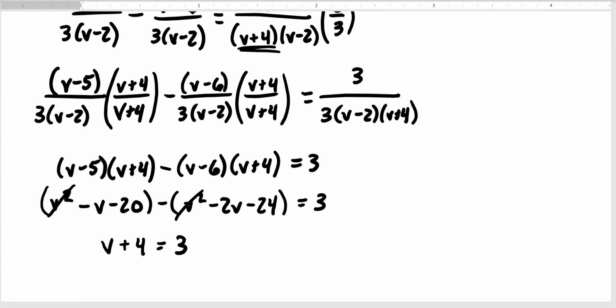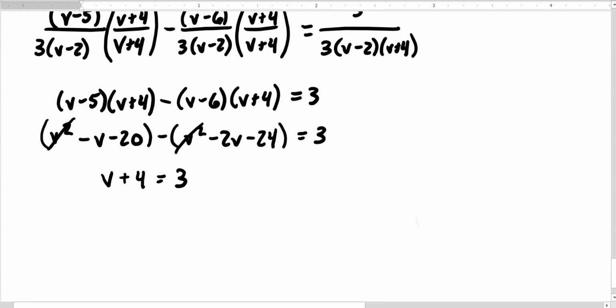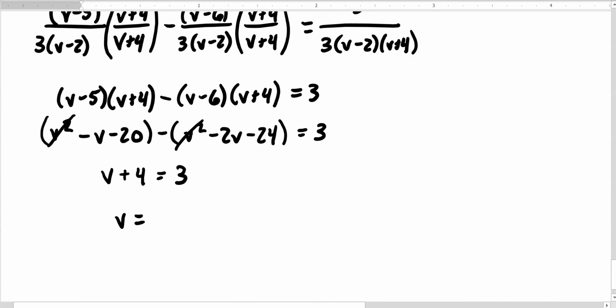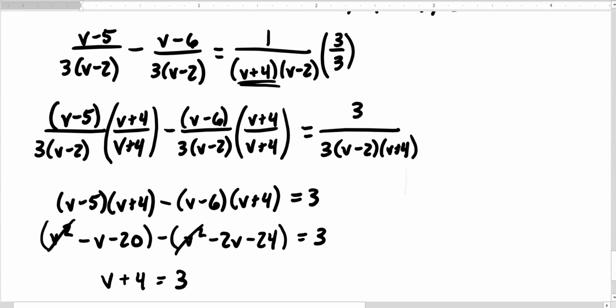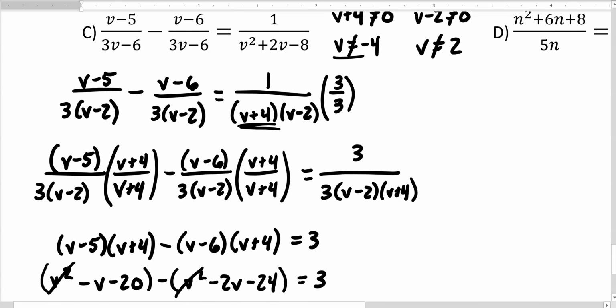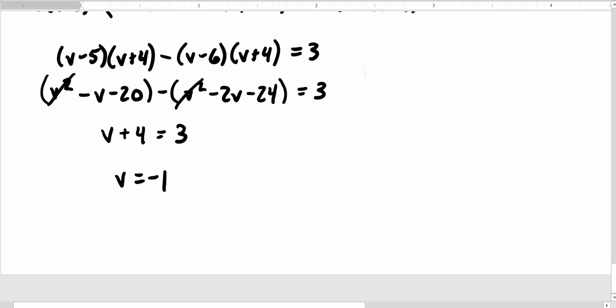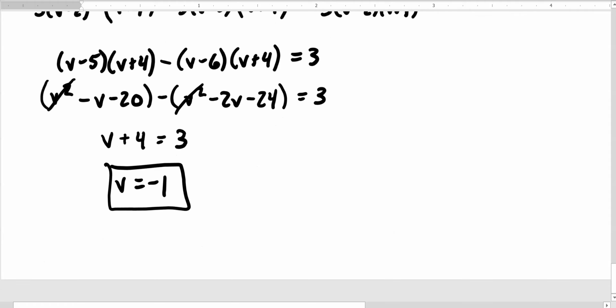And that equals 3. v plus 4 equals 3. Subtract 4 from both sides, and I find v to equal negative 1. Now here's the key. Is negative 1 one of our excluded values? No, it is not. Therefore, we can say absolutely that is our solution.